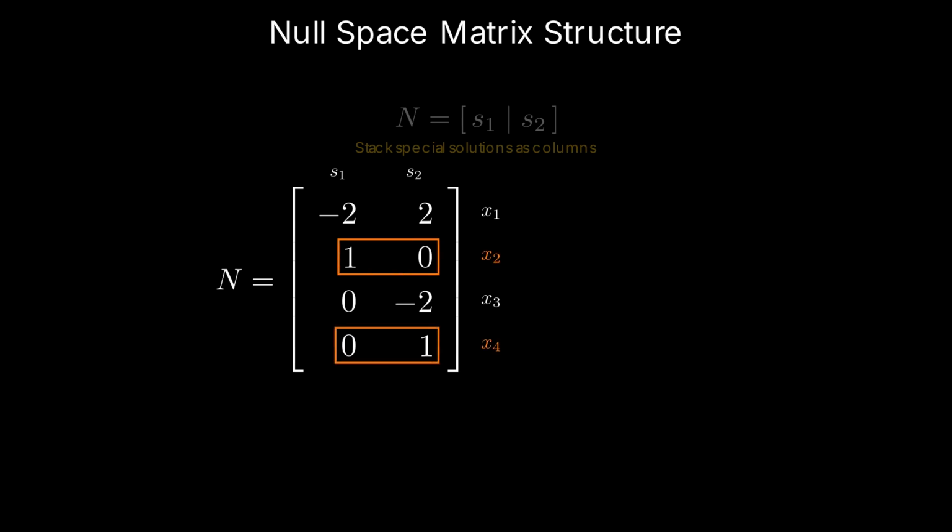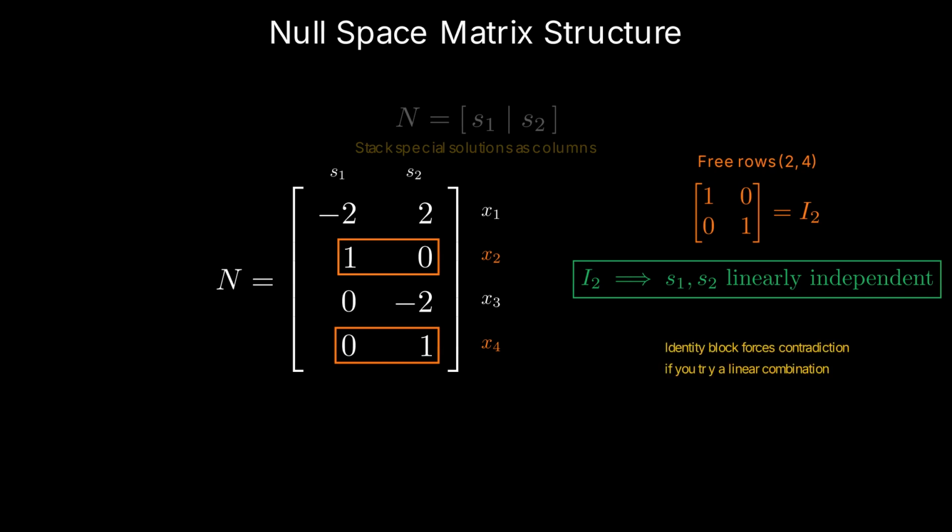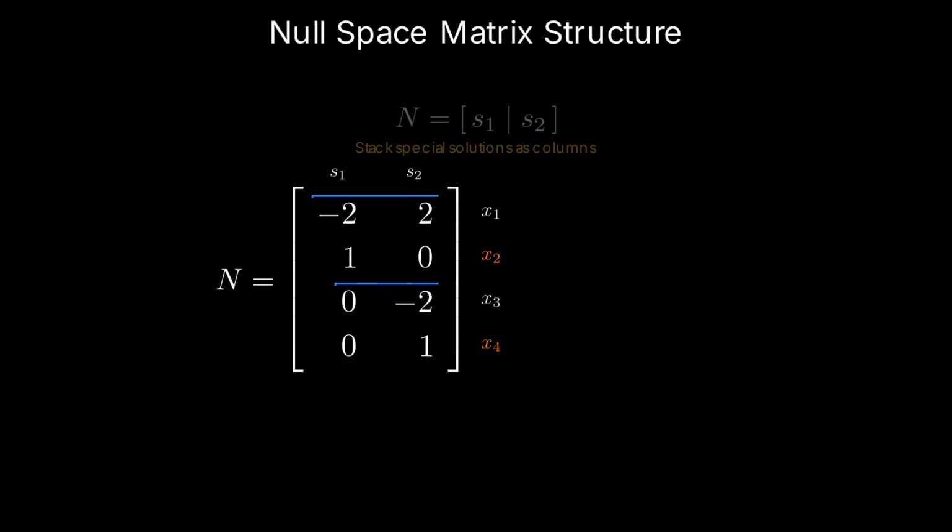Now look carefully at rows 2 and 4, the free variable rows. In solution 1, the free variable entries are 1 and 0. In solution 2, they are 0 and 1. That's a 2 by 2 identity matrix sitting right there in the free rows. This identity block guarantees the special solutions are linearly independent, meaning neither is a scalar multiple or combination of the other. Why? Because if you try to write one as a multiple of the other, the identity block in the free rows would immediately give you a contradiction.